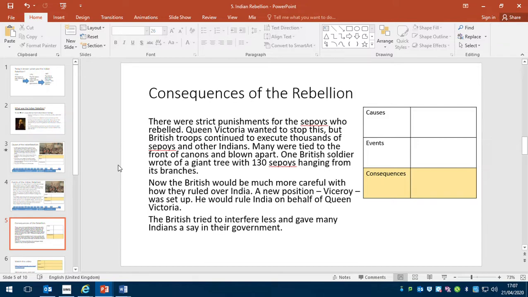The British would treat the Indians terribly, as we've just seen, but now they knew they had to be a little bit more careful with how they ruled India. They realised they were ignorant about the cartridges and the pig and the cow fat on them.